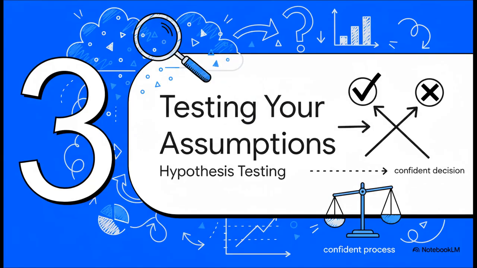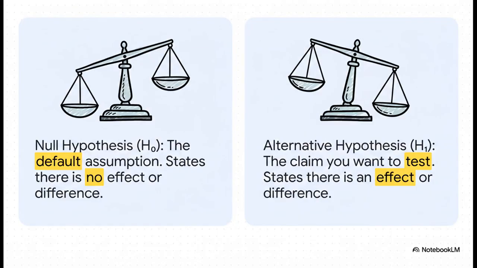All right, we've got a handle on our data's shape. Now, let's get into the formal process we use to make confident, data-driven decisions. At the very heart of this are 2 competing claims. First, you have the null hypothesis. This is the boring, default assumption that there's no effect, no change, nothing interesting going on. Then you have the alternative hypothesis. This is the exciting part. It's the claim you actually want to prove.